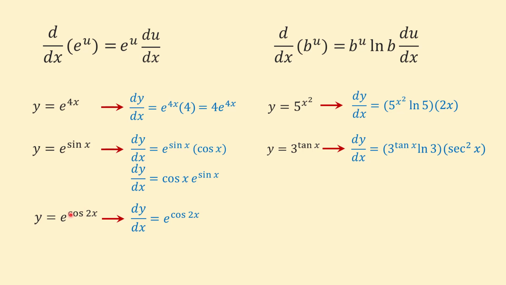First we take derivative of the outside. Derivative of cosine is negative sine. So derivative of this function is negative sine of 2x, then multiply it by derivative of inside, and derivative of inside is 2. So derivative of the power is negative sine of 2x times 2. And if you want, you can rewrite it in this form: negative 2 sine of 2x times e to the cosine of 2x.